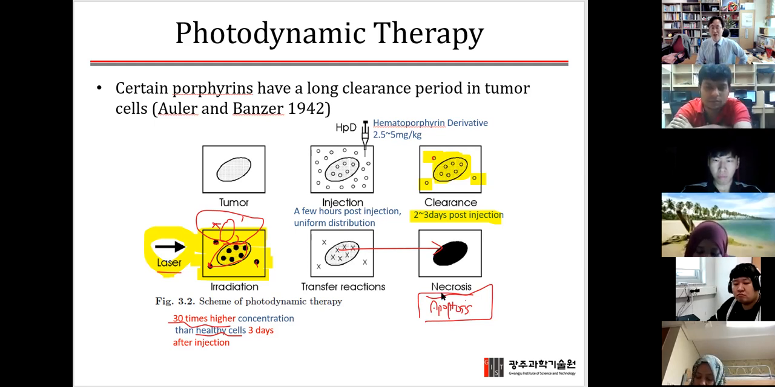But necrosis is undesired cell death, which means the cell did not want to die. However, because of other external reasons, the cell has to die. So in here, the cell is dying because of the reactive oxygen species produced by the photosensitizer. So this is called necrosis. And apoptosis is the natural cell death.